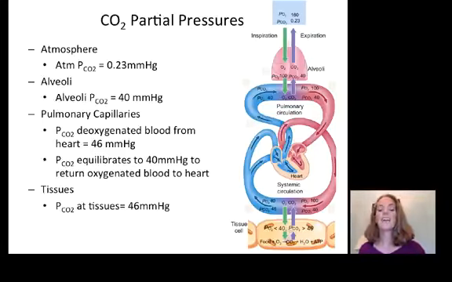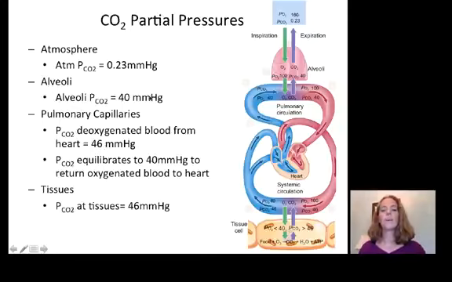The tissues are going to have high carbon dioxide. Why? Because the tissues produce carbon dioxide through cellular respiration. So you'll see, though, that this gradient is a little smaller than the oxygen gradient. The PCO2 in these deoxygenated, highly carbonated blood is going to be 46 millimeters of mercury. So the deoxygenated blood coming in from the heart and the body tissues into the pulmonary capillaries is 46.